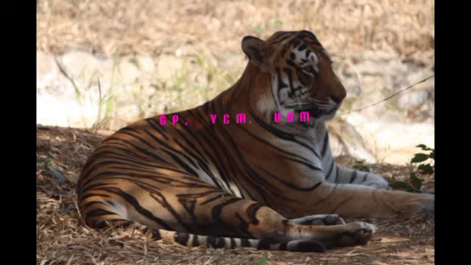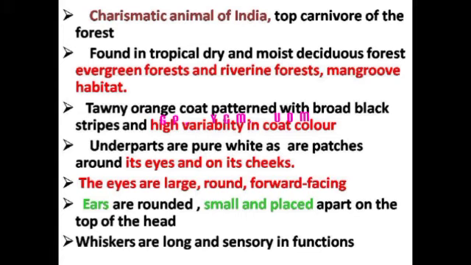Students, let us pass on to the next animal. Very familiar animal, the tiger, charismatic animal of India and top carnivore of the forest. Found in tropical dry and moist deciduous forest, in evergreen forest and riparian forest, and also in mangrove habitat.